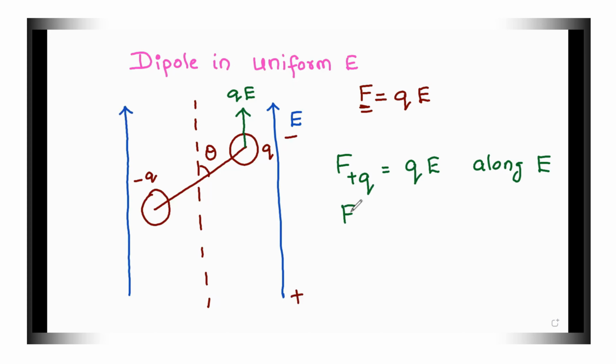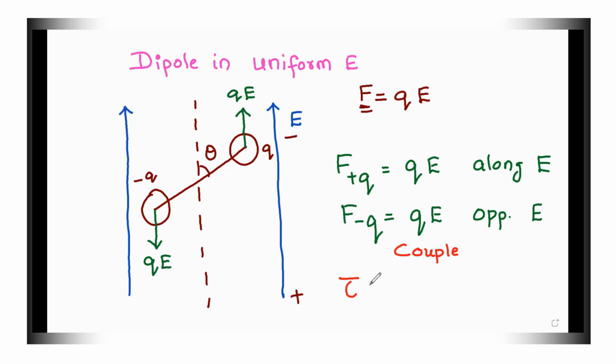What about the force on minus Q? Again, the magnitude is the same, but opposite to the electric field. That means it should be drawn opposite. This is QE. And always remember, the length should be the same. Now we will see that whenever two equal and opposite forces are acting, what will it create, children? Two equal and opposite forces will create a couple. And what is the effect of a couple? Rotation. And rotational force is torque.